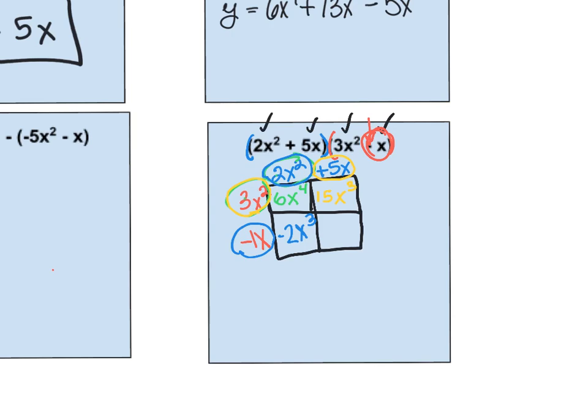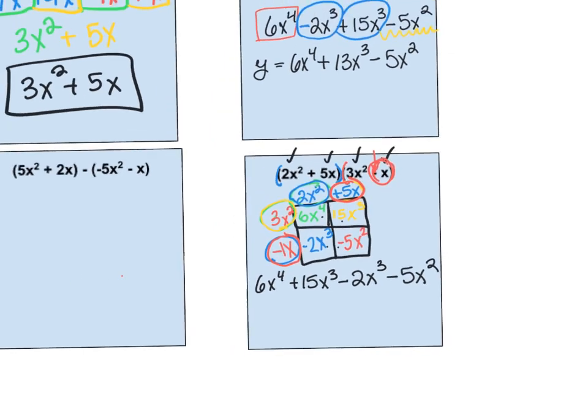And then for my last box, I have negative x squared and 5x. So negative 1 times 5 is negative 5. I'm talking about x. I have 1 in the red, 1 in the blue, so I have 2 total. Once you have your box filled in, you're just going to write it as one long expression. So I have 6x to the 4th plus 15x cubed minus 2x cubed minus 5x squared.